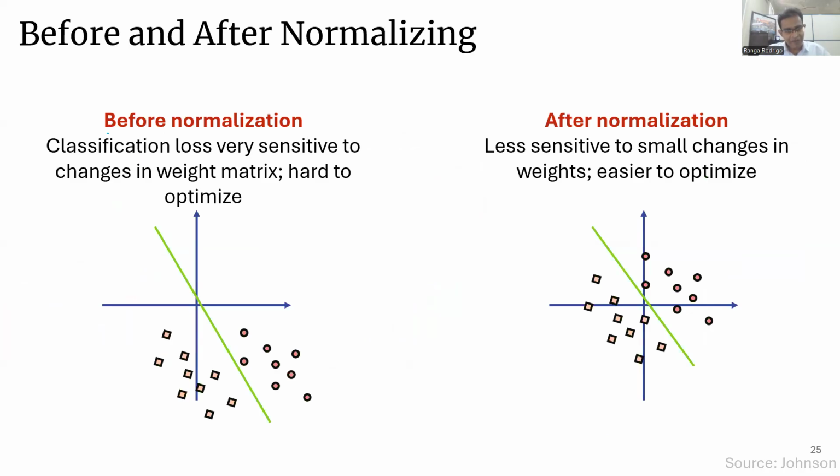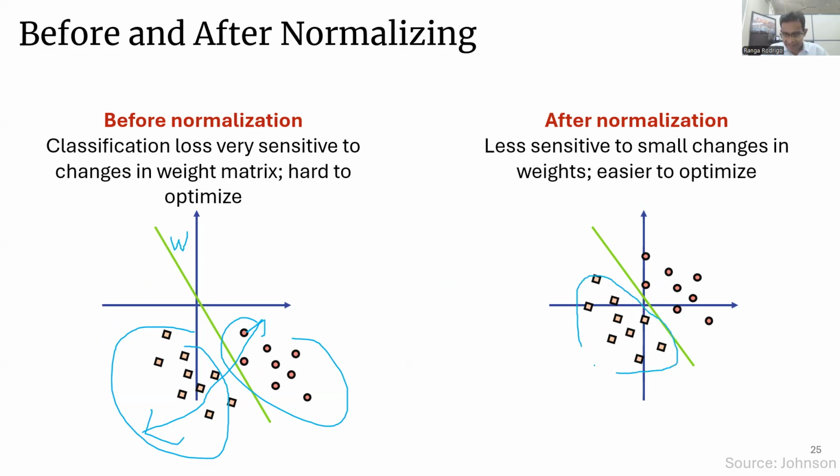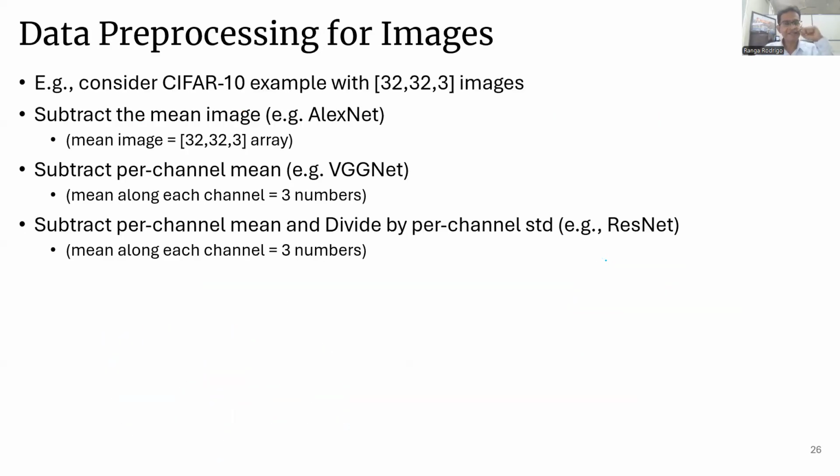Before normalization, for example, maybe one class of data is here, the other class is there, and this line is the separating line defined by W, right? If W slightly changes, you know that this line will move like that. So this is bad. It can change the classification. But if your data is centered, a slight change in W does not affect that. A slight change in W, that means when this line slightly rotates, does not affect it. So that is the value of this normalization.